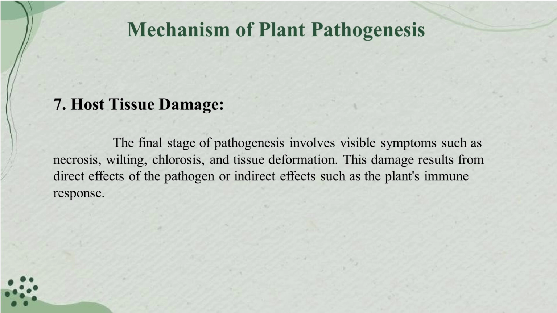Final step, host tissue damage. In the final stage of infection, visible symptoms like necrosis, wilting, chlorosis, and deformed growth appear. This damage is caused either by the pathogen itself or by the plant's immune response to the infection.